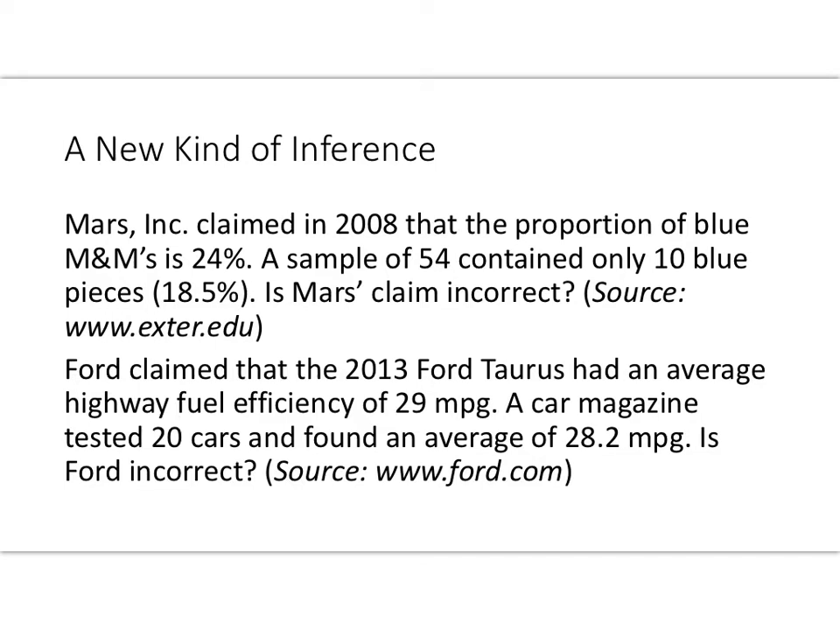So notice we're looking here for what they're claiming. Ford claimed that their 2013 Ford Taurus had an average highway fuel efficiency of 29 miles per gallon. A car magazine tested 20 cars and found an average of 28.2 miles per gallon. Is Ford incorrect? These are the new type of questions you will be seeing in Chapter 8.